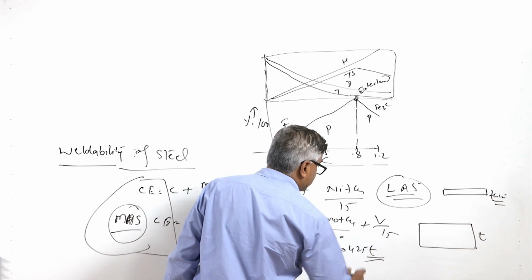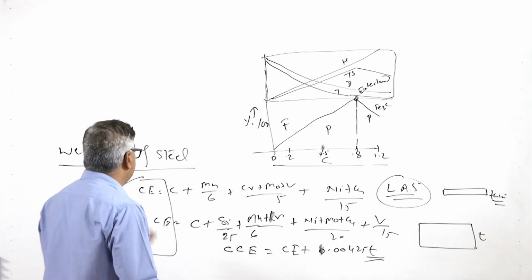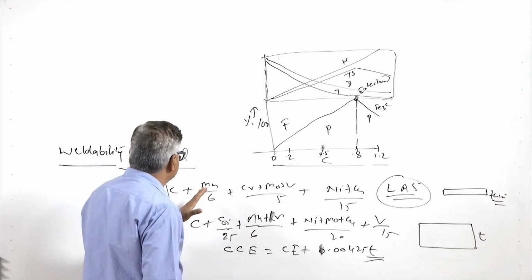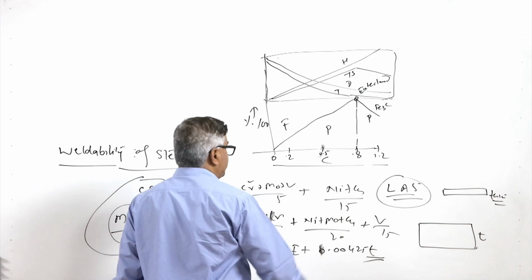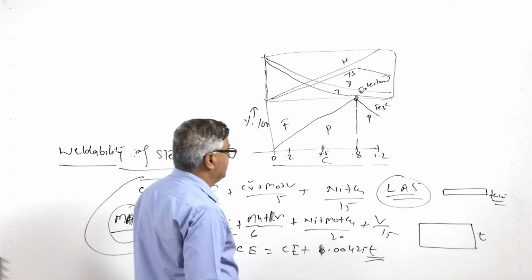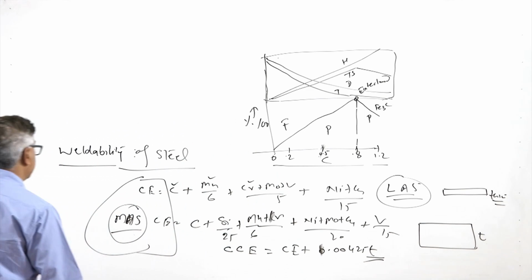0.00425 T, where T is the thickness in mm. In order to calculate the carbon equivalent, we simply use the weight percentage of the different elements in the equation to identify the value of the carbon equivalent.